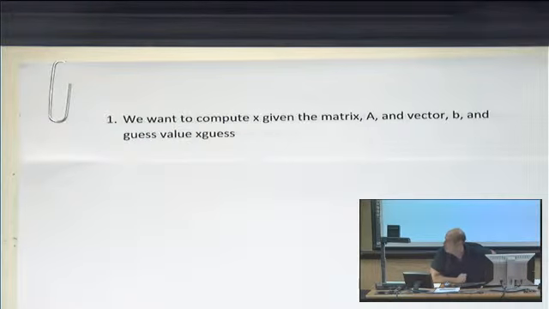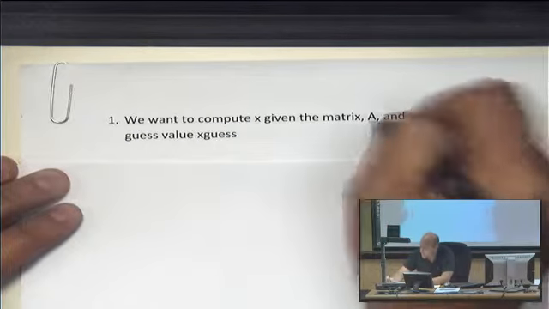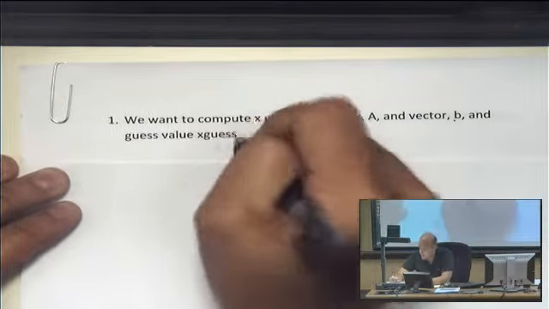And how do we write Matlab codes? We write them on a piece of paper and pencil. We don't go anywhere near the computer yet. So let's do the Jacobi method. And I'm gonna walk you through this a little bit. We want to compute x given the matrix A, the vector B, and guess values for x, right?